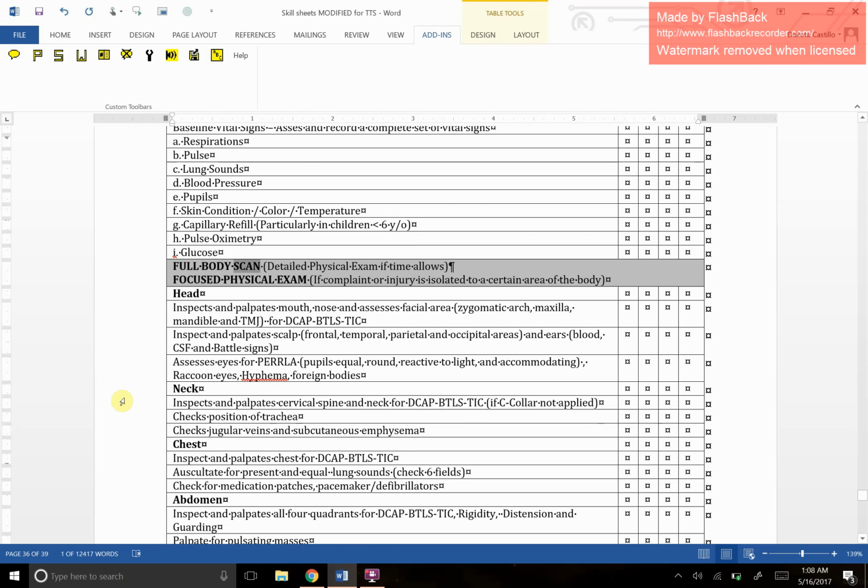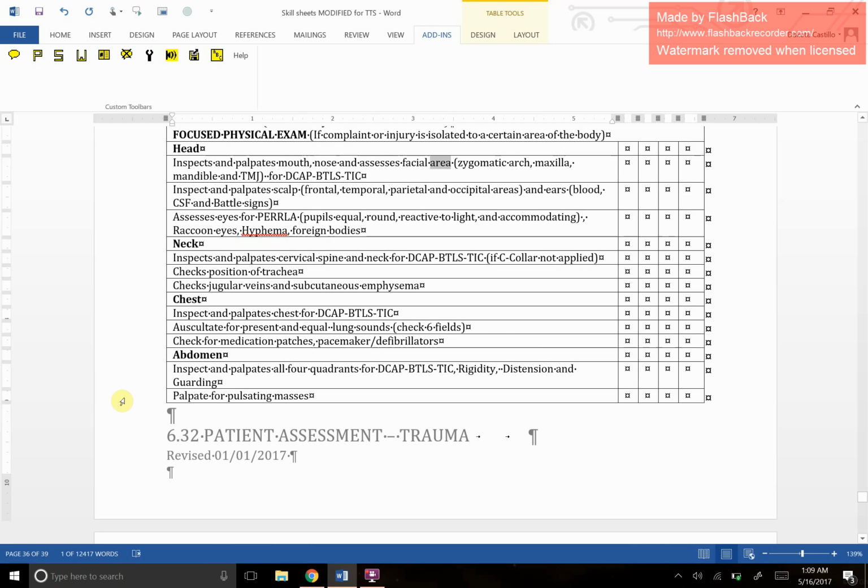Full body scan, detailed physical exam if time allows. Focused physical exam, if complaint or injury is isolated to a certain area of the body. Head. Inspects and palpates mouth, nose, and assesses facial area, zygomatic arch, maxilla, mandible, and TMJ, for DCAPBTLS. Inspect and palpates scalp, frontal, temporal, parietal, and occipital areas, and ears, blood, CSF, and Battle's sign. Assesses eyes for PERRLA, pupils equal, round, reactive to light, and accommodating, raccoon eyes, hyphema, foreign bodies.